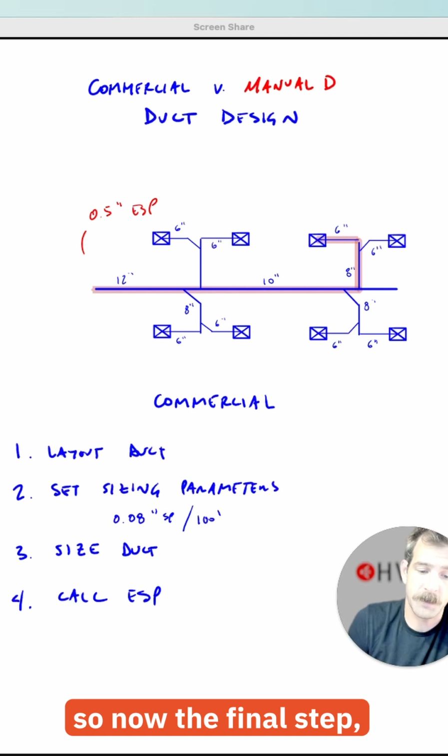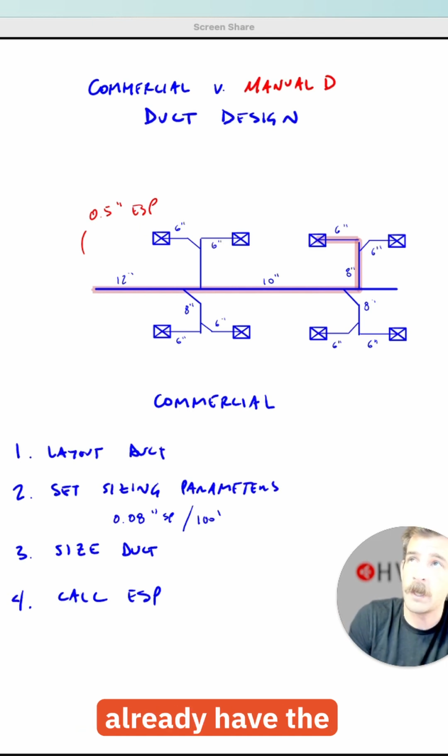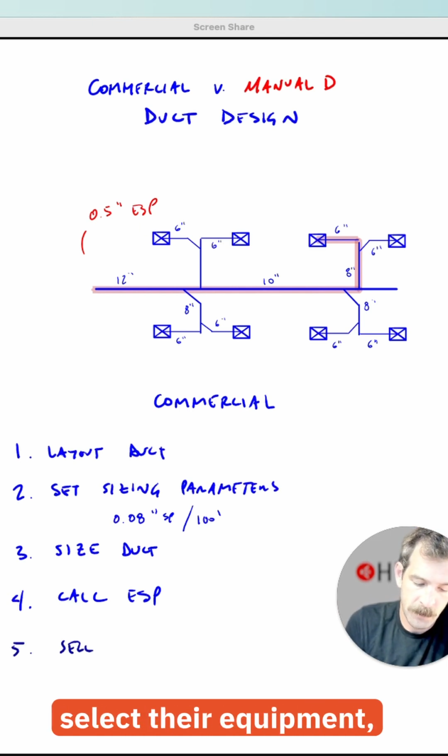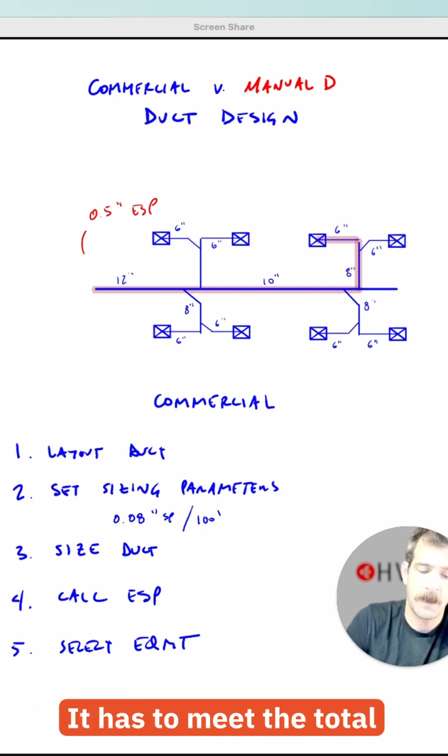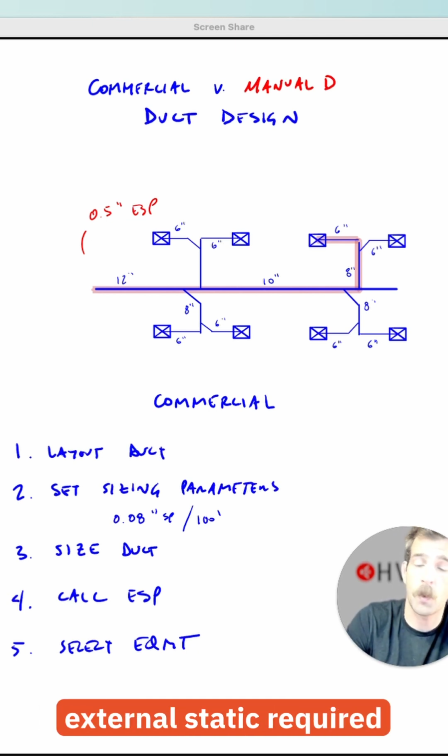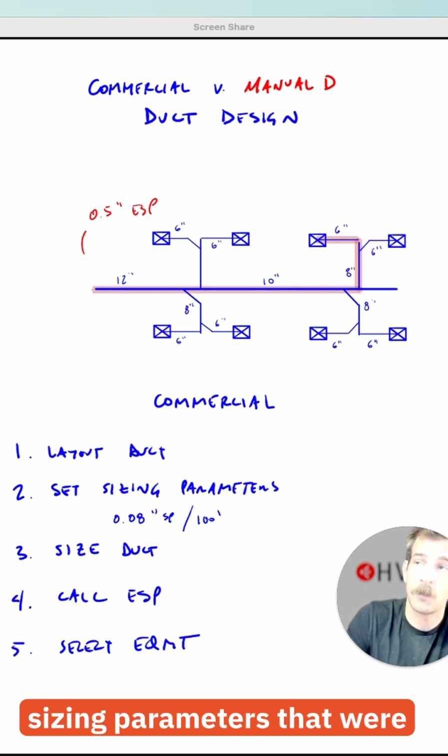All right, so now the final step. Now that they have the ESP and they already have the total airflow, they're going to select their equipment. And they select the equipment to meet the performance required by this duct design. It has to meet the total external static required for this system based on the sizing that was already done and the sizing parameters that were set ahead of time.